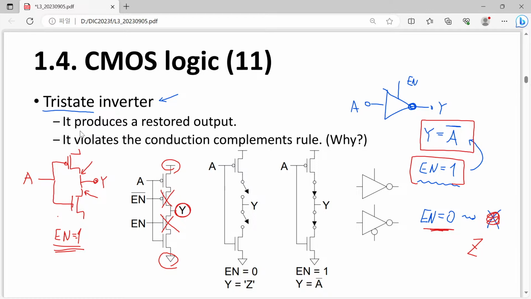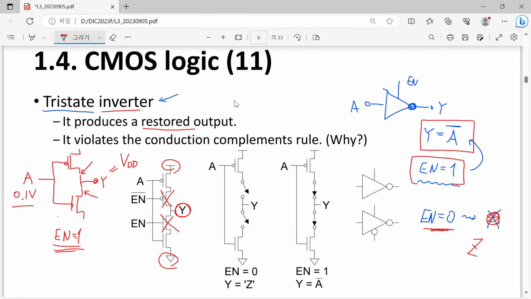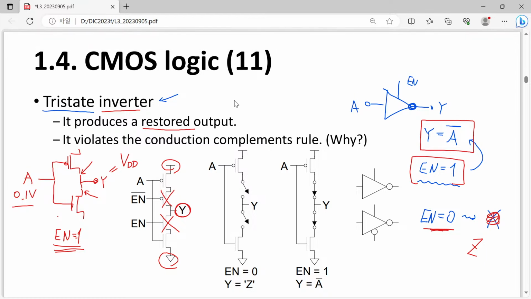Now it produces once again a restored output. So let me think about the case once again. When we have a weak value, still we will have a completely restored value, VDD. So good. The only thing we have to keep in mind is that this is a tri-state inverter, so we are not having the tri-state buffer. That is the difference. But anyway, it is good to have this kind of restoring circuit.